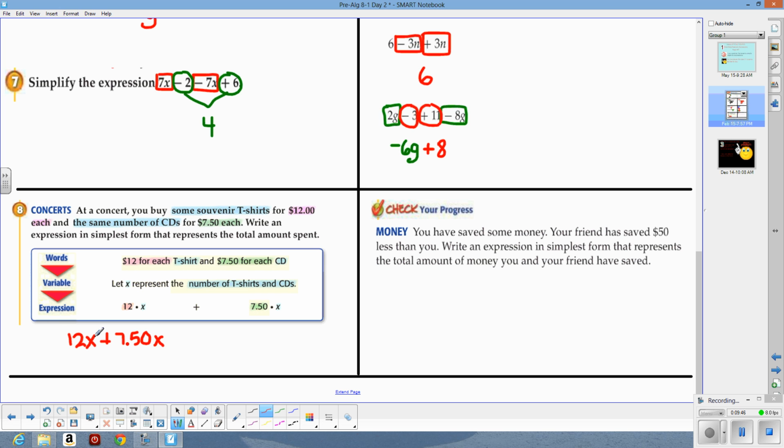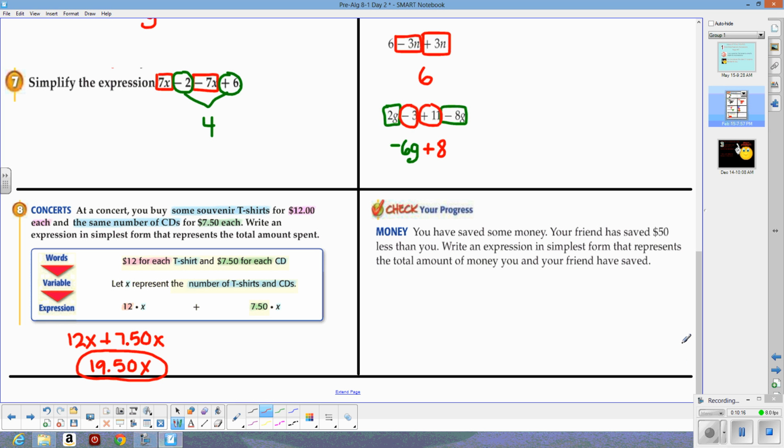Now these two things are like terms since they're both being multiplied by the same thing, which is x. So 12x plus 7.50x. You're going to add the coefficients, and you're going to end up with 19.50x. So here's the expression in simplest form that represents the total amount spent. You may want to pause the video and try the last one on your own.